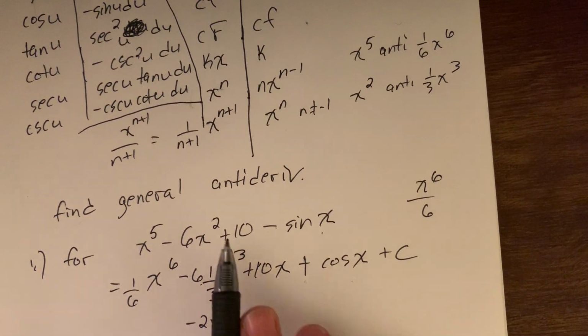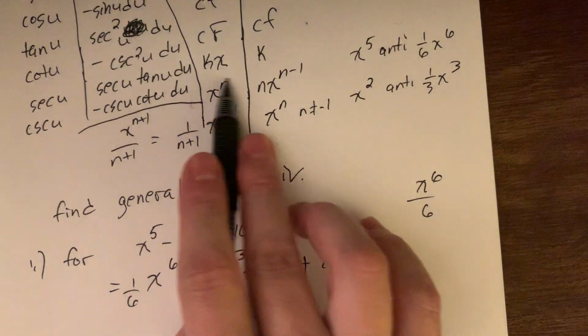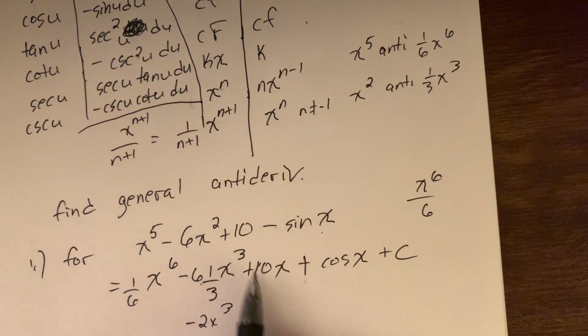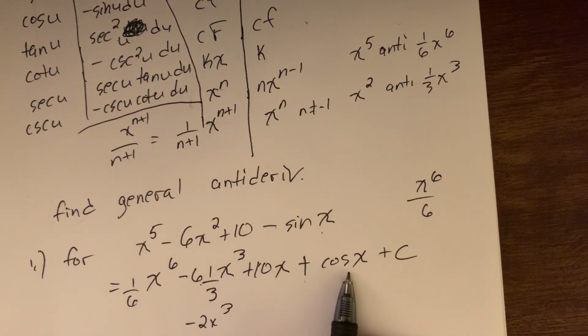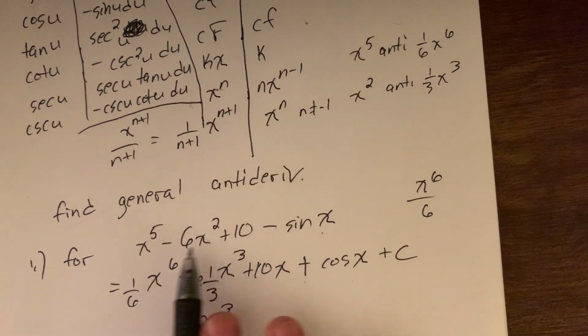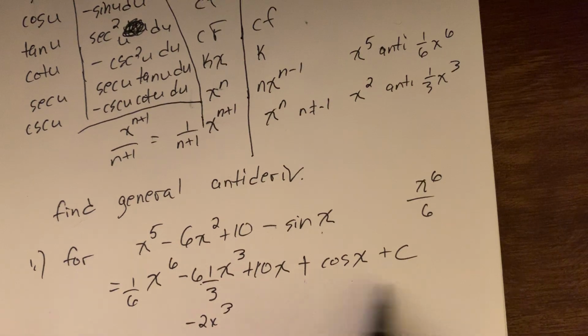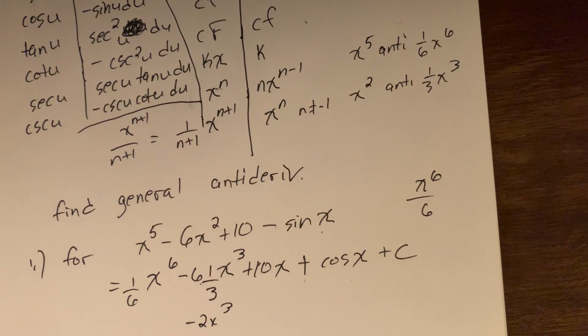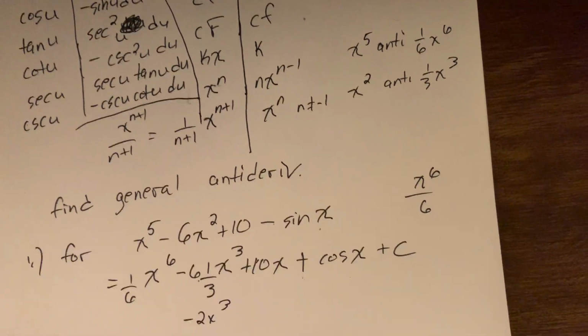The plus 10x, plus 10. I mean, that's the kx rule, right? So that was a quick one to check. And as we kept saying, the derivative of plus cosine is minus sine. Every derivative matches here, so this must be the correct antiderivative. So that's problem number 1.